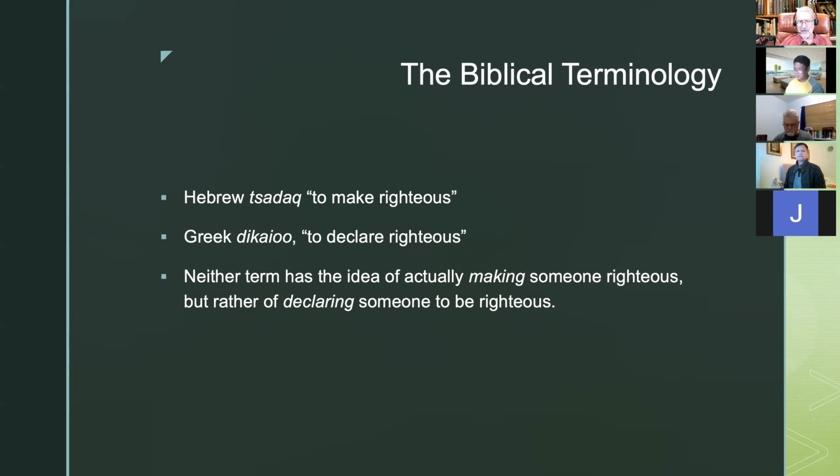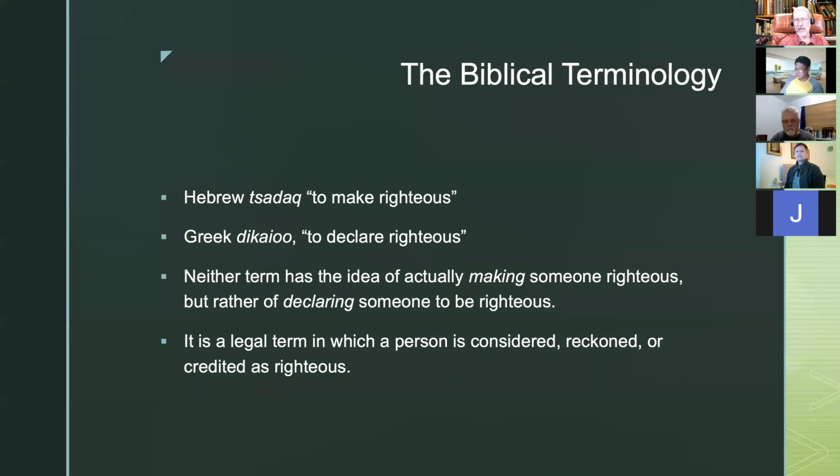Justification doesn't make us righteous. It declares that righteousness, in fact, has been achieved. It's a legal term. The scholars like to use the term forensic. A forensic term is a term that's used in a courtroom. So when the judge in a courtroom bangs his gavel and says, I pronounce you not guilty, that's a justification. That's what the word actually means in all of the places that we see it used in the Bible.